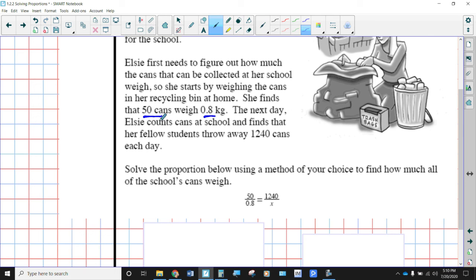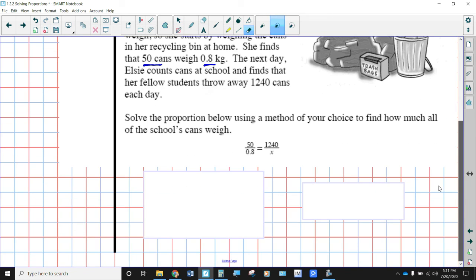The next day, Elsie counts the cans at school and finds that her fellow students throw away 1,240 cans. So use this ratio, and you're allowed to use any method of your choice, okay? Any strategy that you'd like to use here to solve for x. How much will 1,240 cans weigh? Okay. Let's pause. Sorry, preemptive pause. When you've got your answer, unpause, and we'll see if you get the same answer as me.